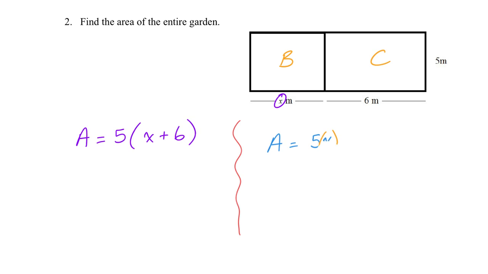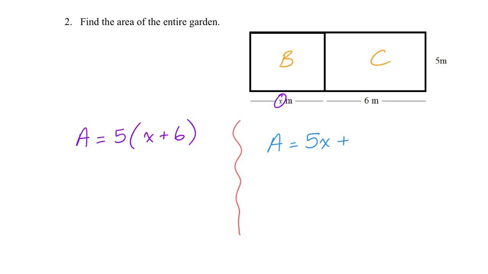I really don't want to write 5 times x, because now my multiplication symbol looks like my variable. So I don't want to do that. I don't need brackets around it, because if I don't see an operation in between, I know it means multiply. There's my simplified form for the area of the beans.